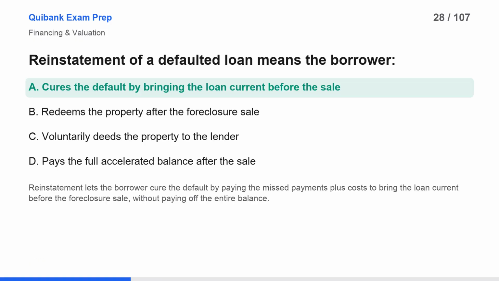The answer is A. Cures the default by bringing the loan current before the sale. Reinstatement lets the borrower cure the default by paying the missed payments plus costs to bring the loan current before the foreclosure sale, without paying off the entire balance.